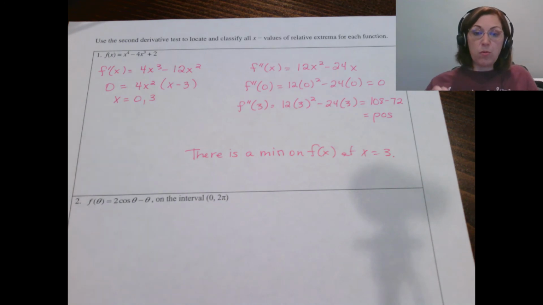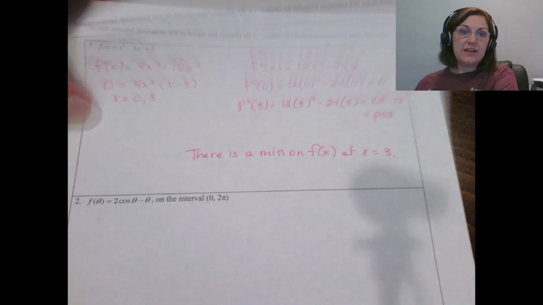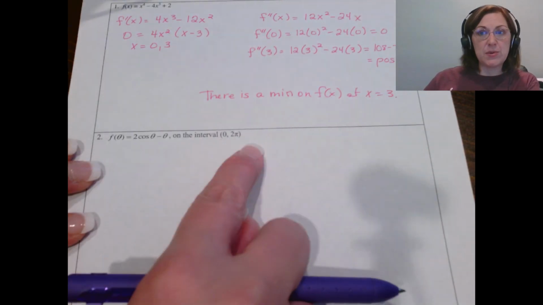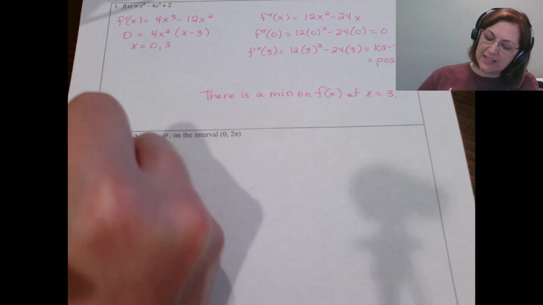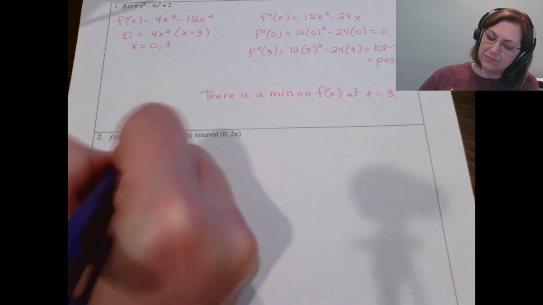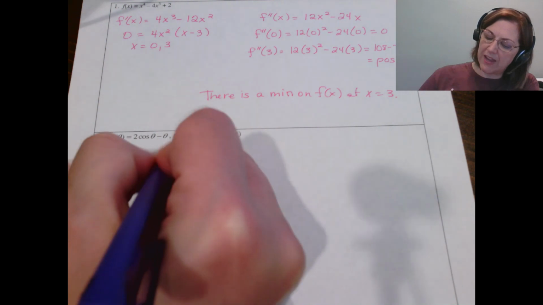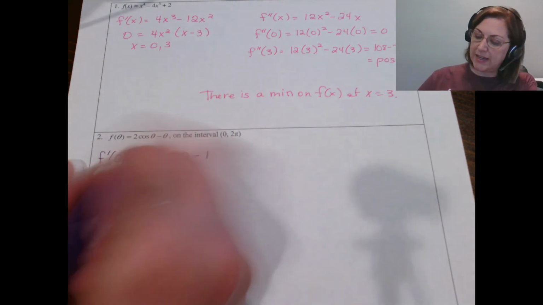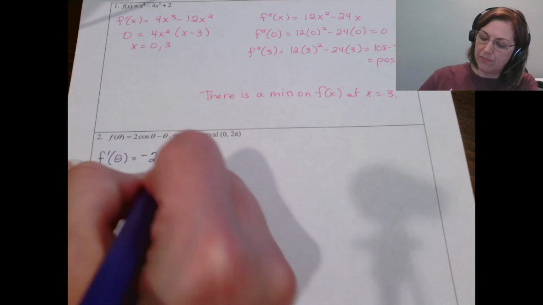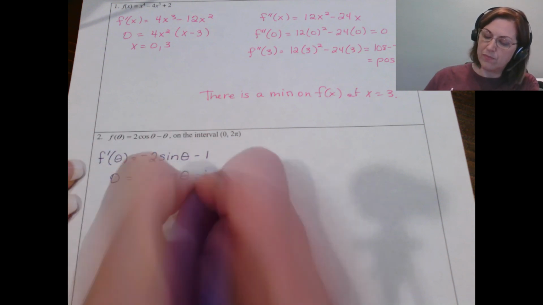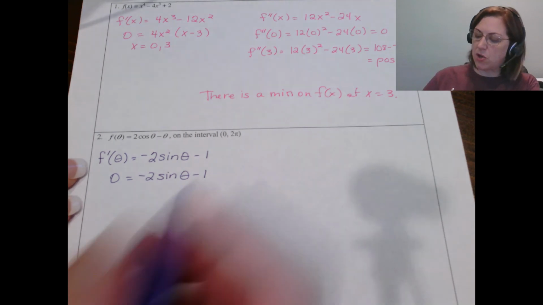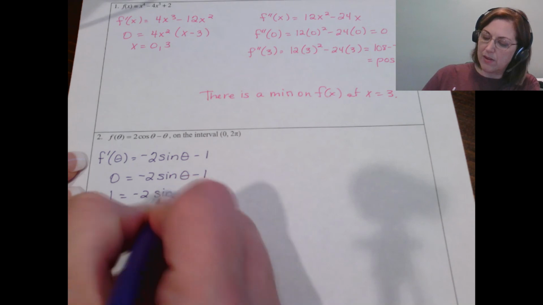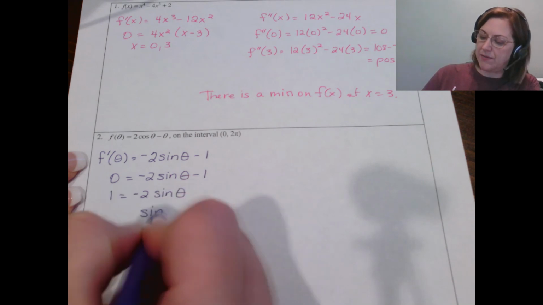Okay, let's finish up with one more. This one is a trig function. Okay, so we're only going to care about the values between 0 and 2 pi. Again, start with your first derivative, which is negative 2 sine of theta minus 1. Find your critical points by setting the derivative equal to 0. Okay, now we got a good practice of solving some trig functions. So I'm going to bring the 1 over, and I'm going to divide by negative 2.